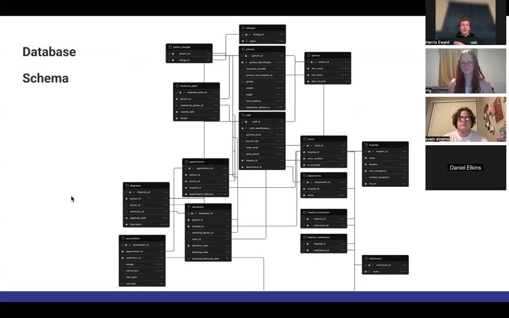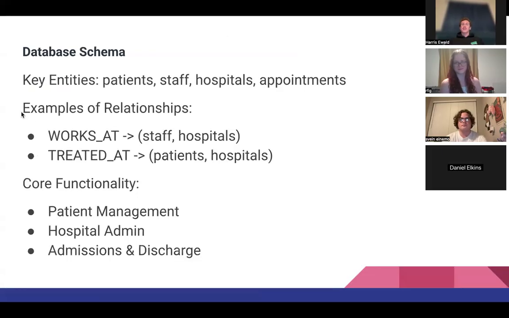My name is Harris, and I'll be in charge of the database schema. And so, as you can see, here's our database, as it shows all of our tables, such as diagnosis, appointments, patients, staff, hospitals, as a hospital database would have. And the main thing we noticed through our project was that the four key entities were patients, staff, hospitals, and appointments, mainly because patients were touched by nearly every table.